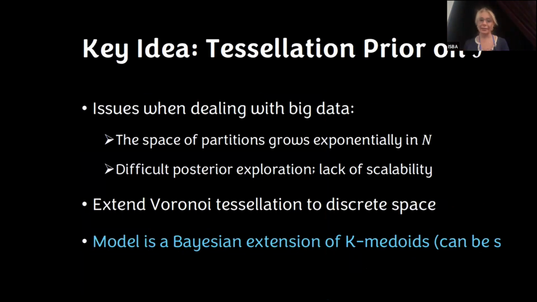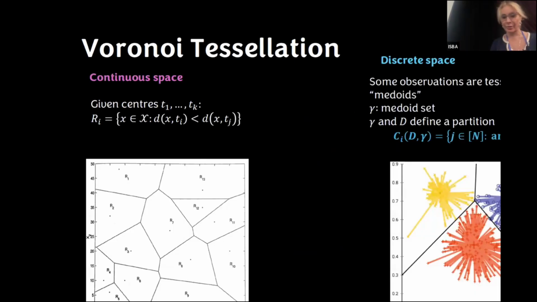The problem with clustering is that the space of partitions grows exponentially in n. I think you all know that. So when n is large, it's very difficult to explore the whole space of possible partitions. So what we do is extend ideas of Voronoi tessellation, which is a construction in continuous spaces, to discrete spaces. And then we show that what we obtain is the Bayesian equivalent of k-medoids. So just to give you the idea of Voronoi tessellation.